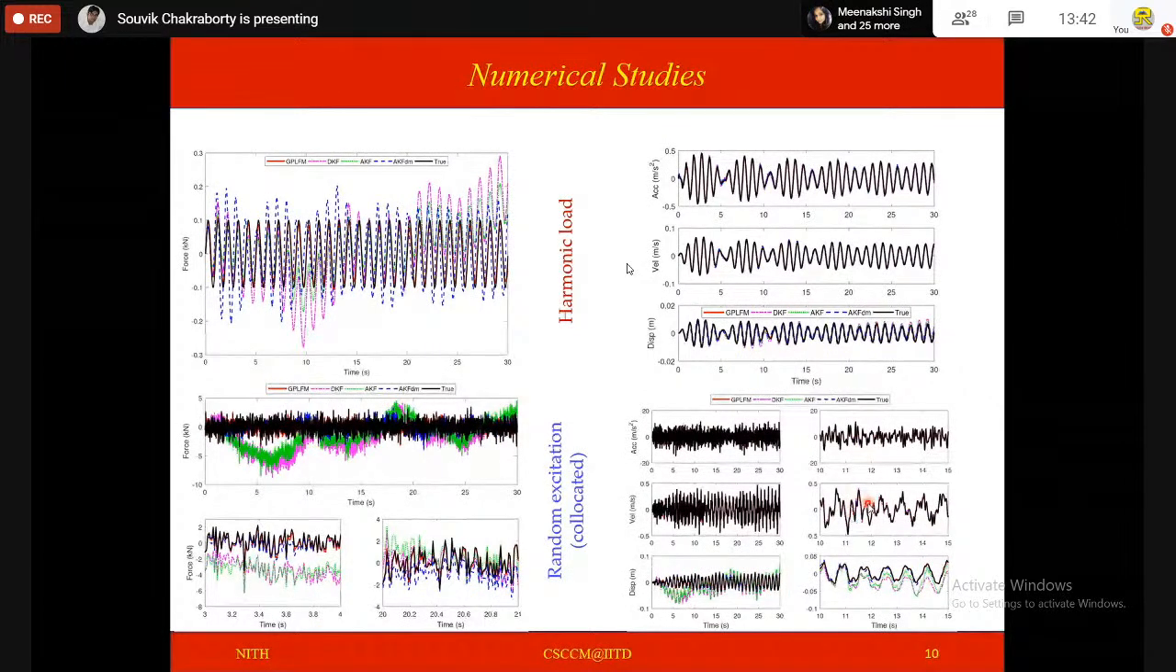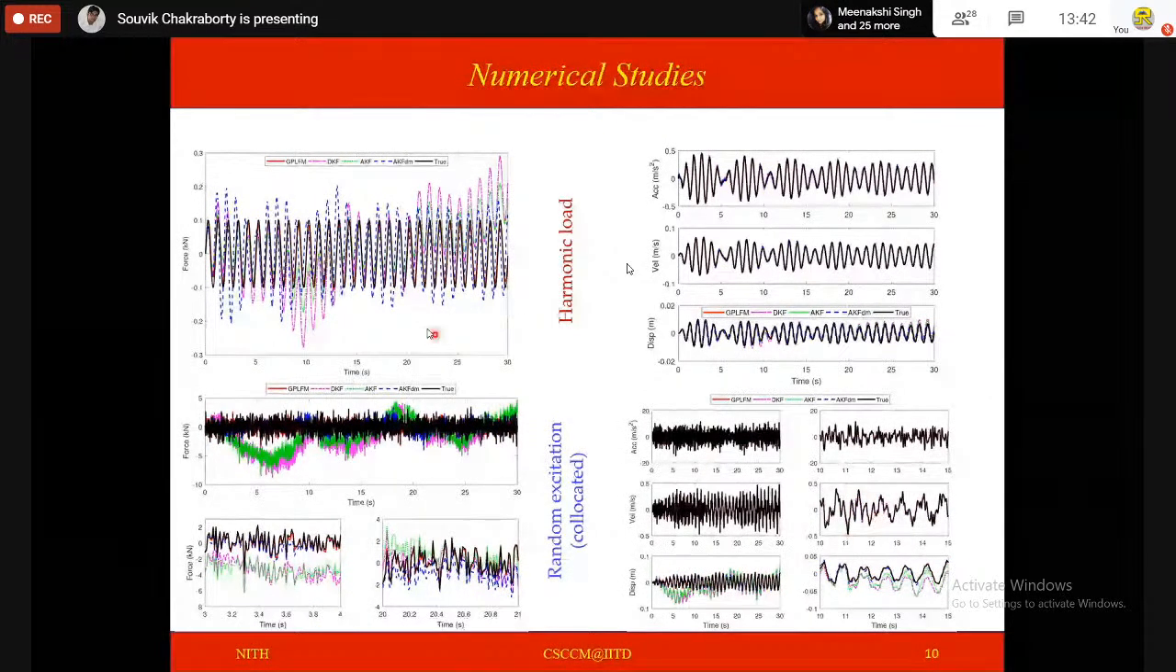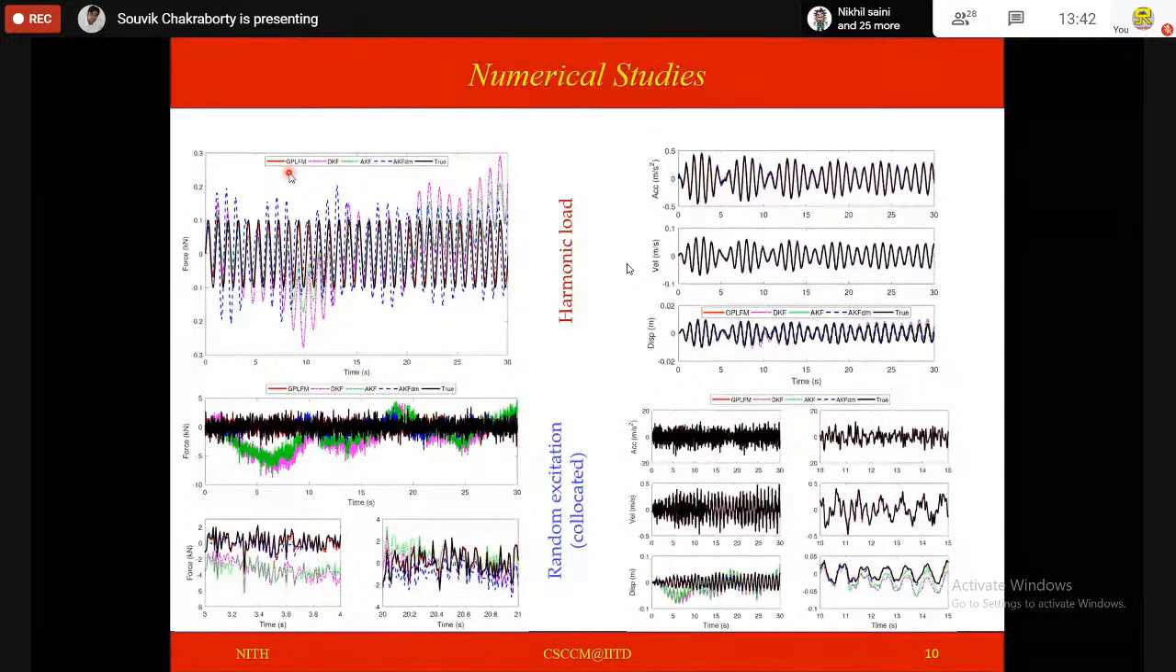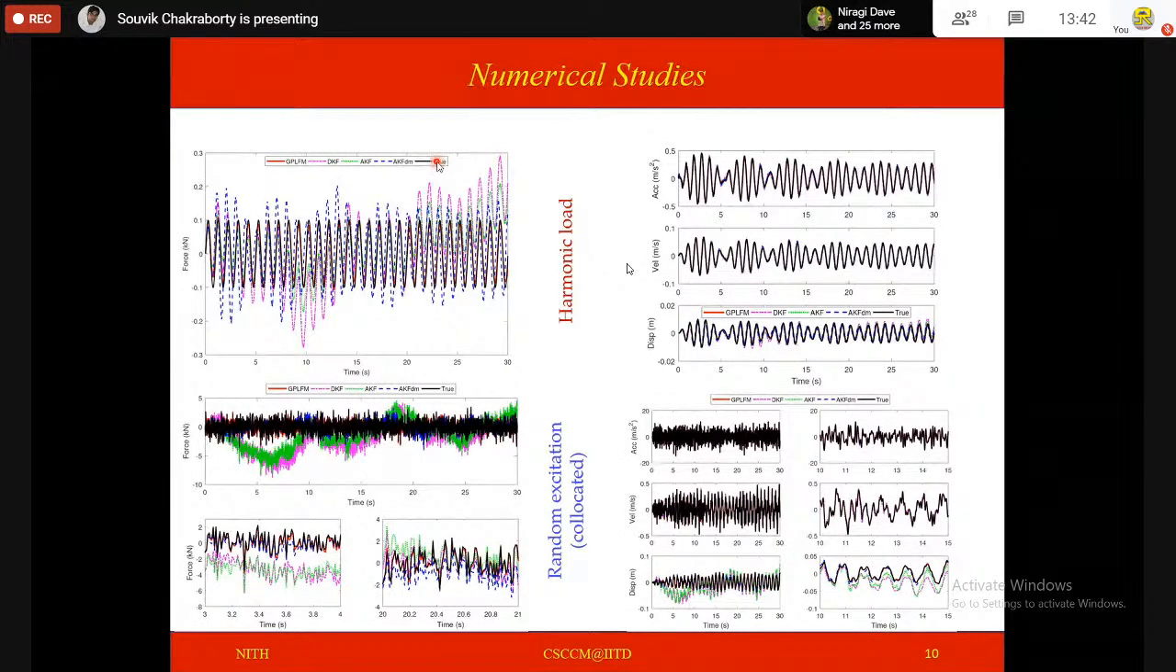And then there are different colors you can see. So the red color is what we have proposed, the physics informed GP. The black one is the ground truth. So that is the true value that was happening there. And then there are other methods such as DKF, AKF, and AKF-DM. Those are shown by magenta, green, and blue, respectively.